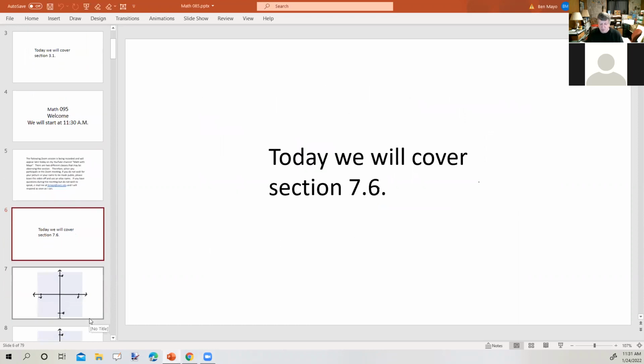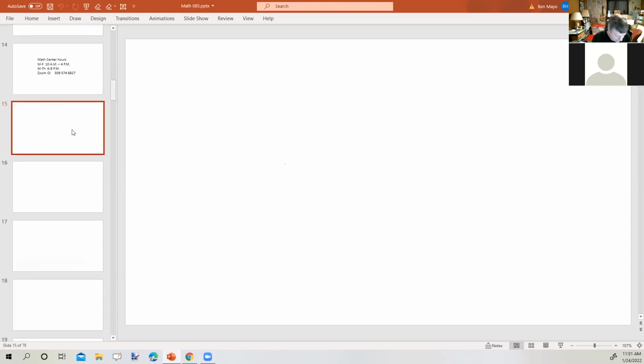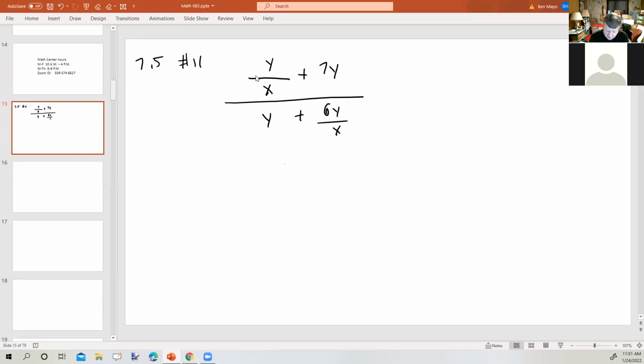Alrighty, so today we're going to go on and cover section 7.6. But first we had a request for a problem. This is from section 7.5, number 11. It says, simplify the complex fraction. And we have y over x plus 7y all over y plus 6y over x.